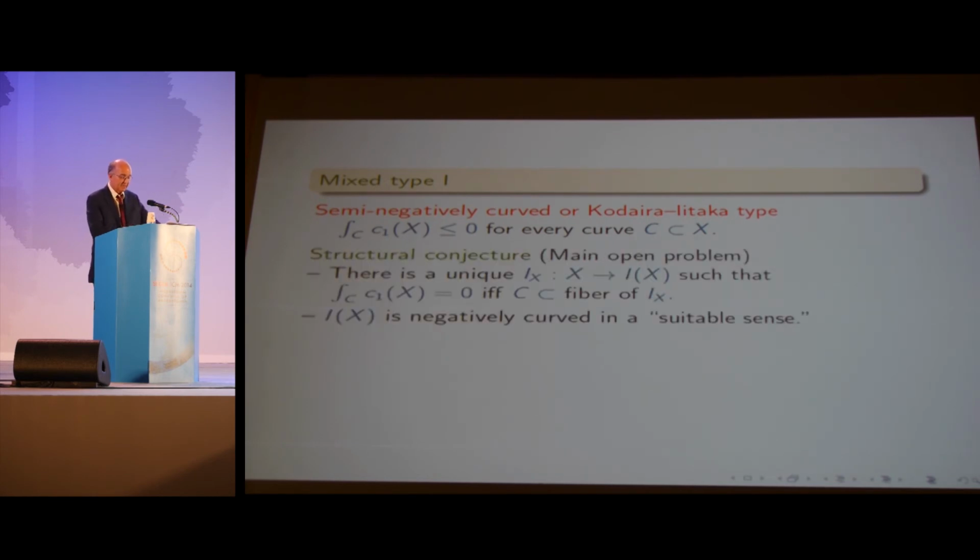Okay? And so now, one of the main open problems here is a structural conjecture that if I have a semi-negatively curved variety, then there's a unique and everywhere defined map from X to another variety, the IX, such that the curves on which this integral is zero, they precisely sit in the fibers. So every curve in the fibers has integral zero, and the curves not contained in the fibers, they have strictly negative integral. And moreover, this target variety is negatively curved in a suitable sense. So the suitable sense, it's not just a small change, but it's reasonable to think of it as negatively curved.